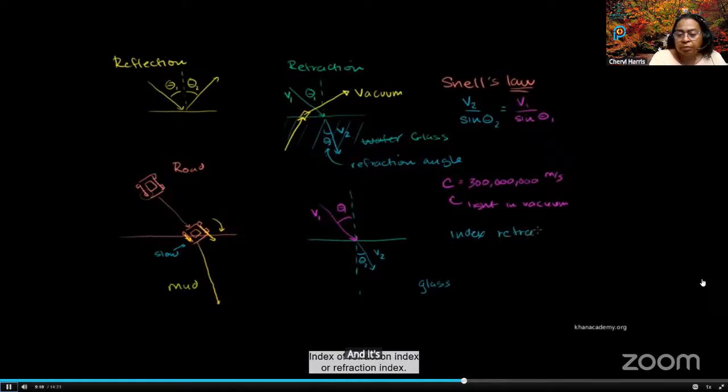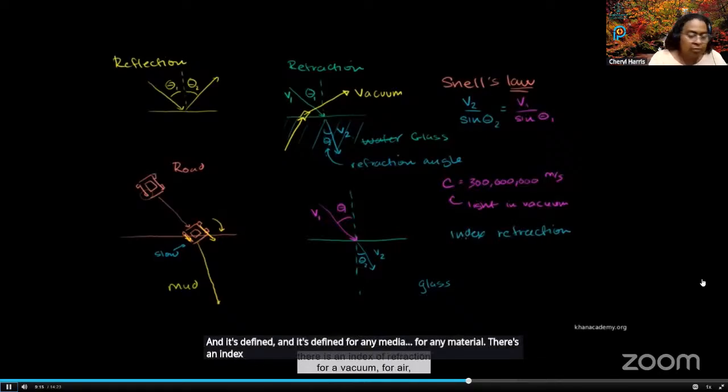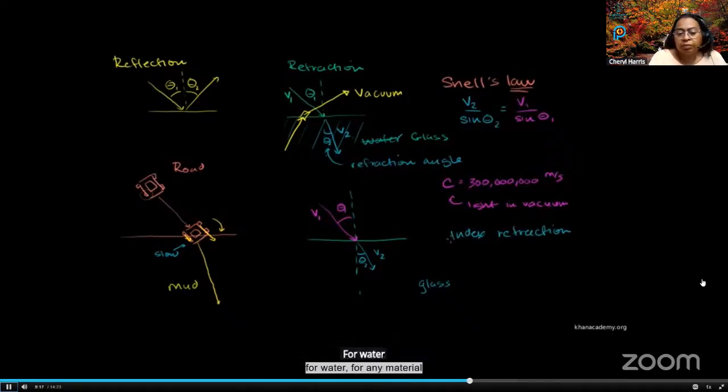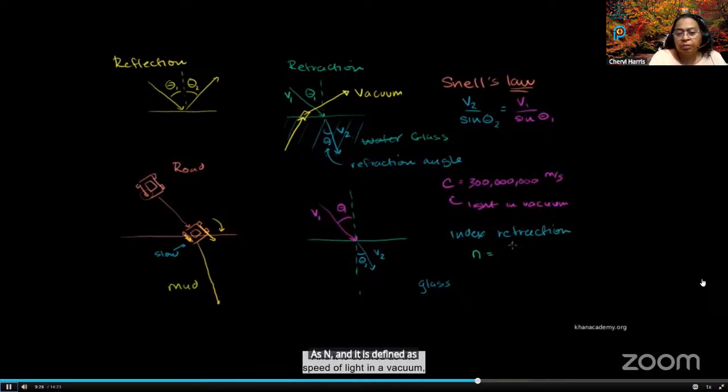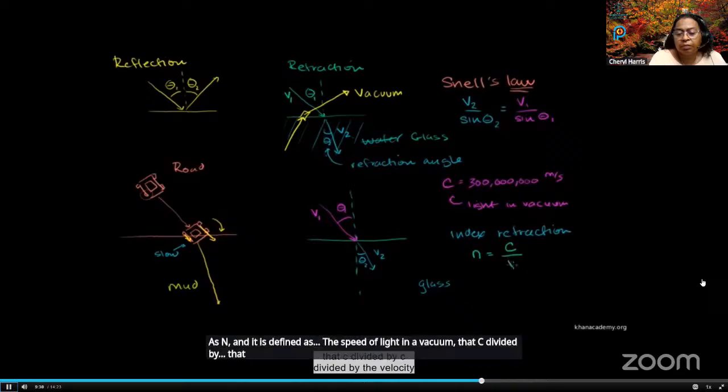And it's defined for any material. There's an index of refraction for a vacuum, for air, for water, for any material that people have measured it for, and they usually specify it as n, and it is defined as the speed of light in a vacuum, that's c, divided by the velocity of light in that medium.